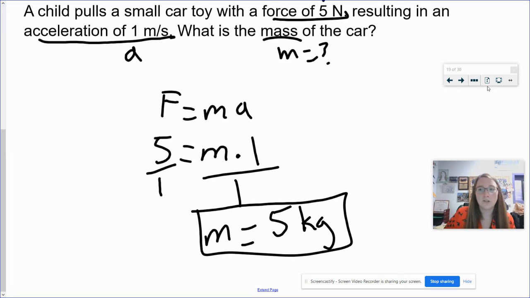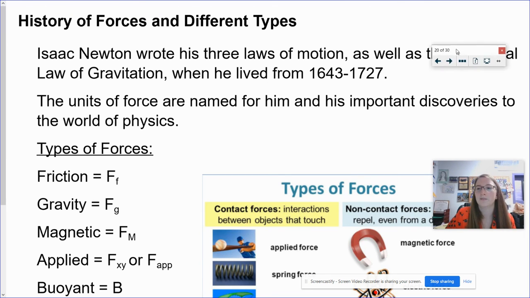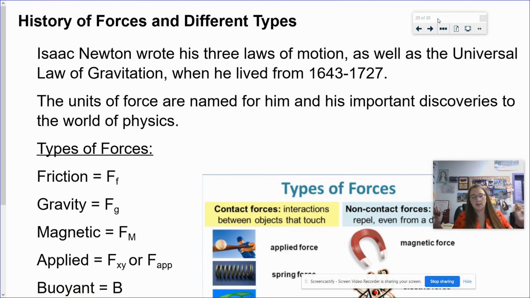Okay, so I'm going to tell you what you're going to do from here. Oh, actually, I'm going to do one more thing, and then I'll tell you what we're going to do from here. So just a little history on forces. Before you watch another video focusing specifically on the types of forces we're doing, you do not need to copy this down. I'm just going to talk through this, and then you're done with this video.